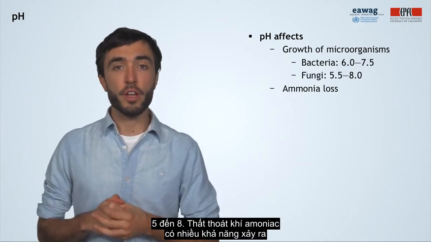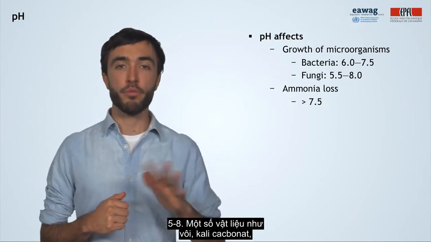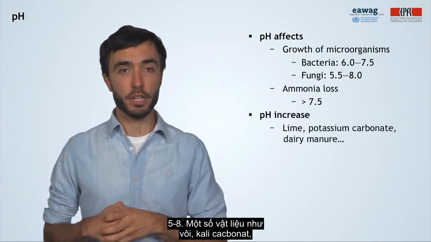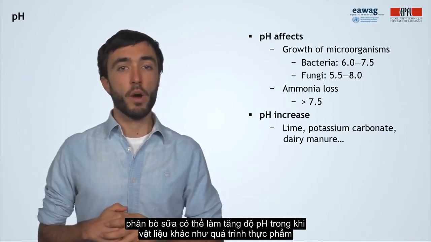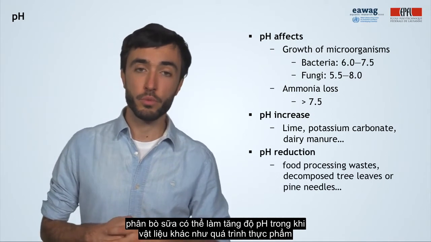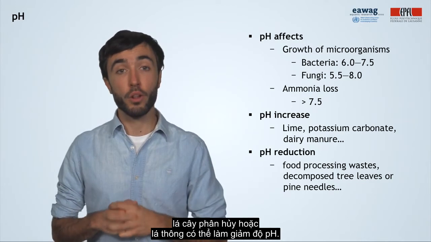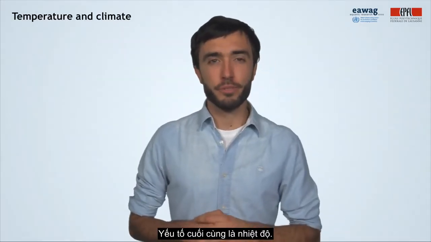Gaseous losses of ammonia are more likely to occur if the compost pH exceeds 7.5. Certain materials such as lime, potassium carbonate, dairy manure can raise pH, while other materials such as food processing wastes, decomposed tree leaves, or pine needles can lower the pH. Our last parameter is temperature.